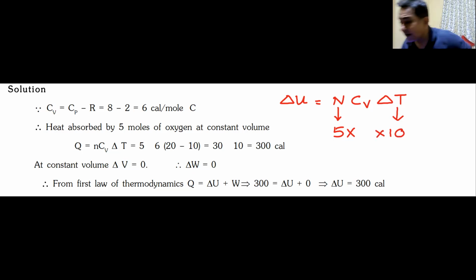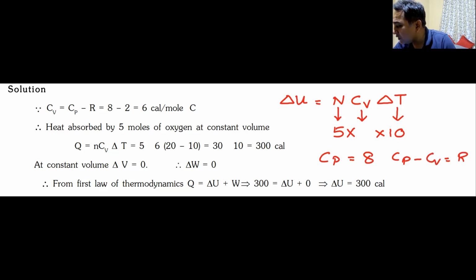The only hidden thing here is Cv. But even that is not hidden. They have given you the value of Cp. What is the value of Cp? Cp is 8. And Cp minus Cv is equal to R. We know this. From here, you can find the value of Cv.